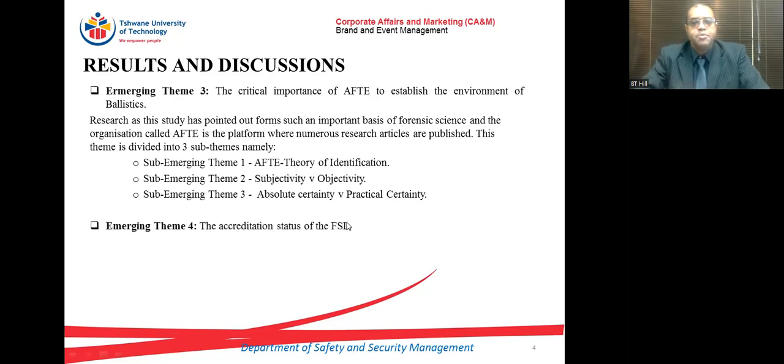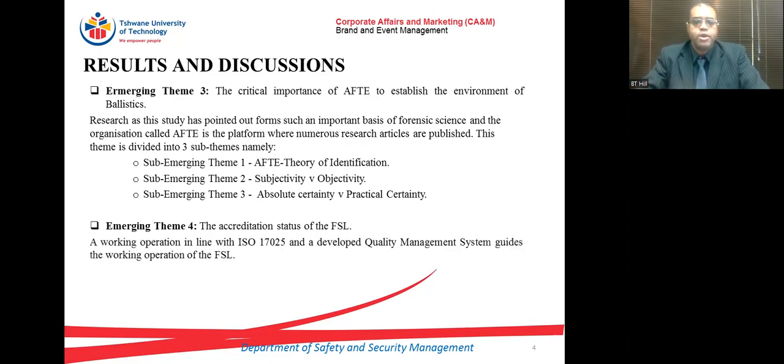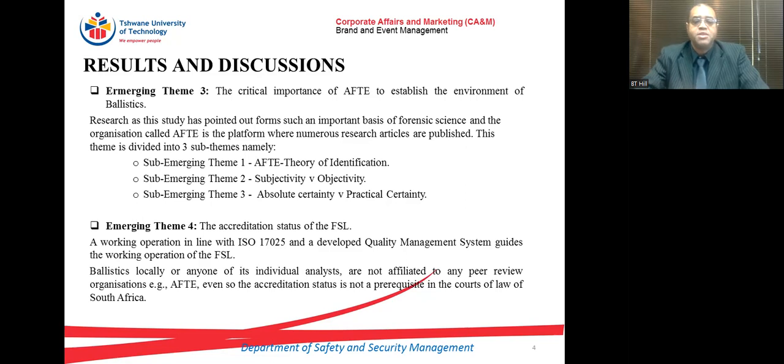Then emerging theme number 4, which is called the accreditation status of the FSL. This study found that a working operation in line with ISO 17025 and a developed quality management system, or QMS, guides the working operation of the FSL. Ballistics locally, or any one of its individual analysts, are not affiliated to any peer review organizations, for instance, like FD. Even so, the accreditation status is not a prerequisite in the courts of law of South Africa.